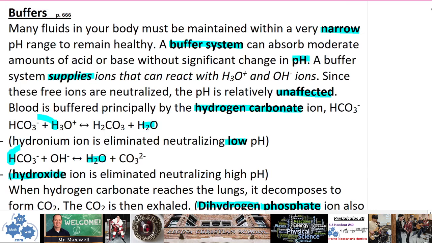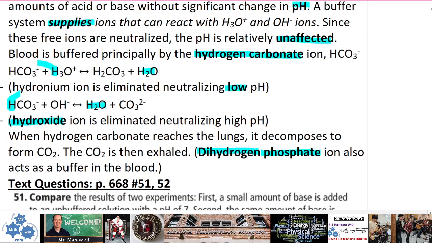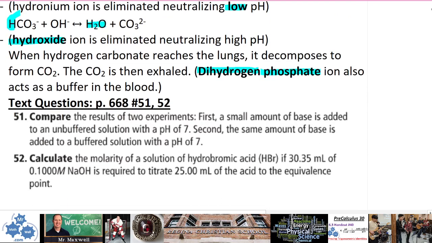Okay, that's the basic explanation of what a buffer system is and how our body uses these chemicals to stabilize pH. There are some questions in the text that I think would go well with this lesson, so I'm going to encourage you to do these questions as well. Page 668 is where you find these.